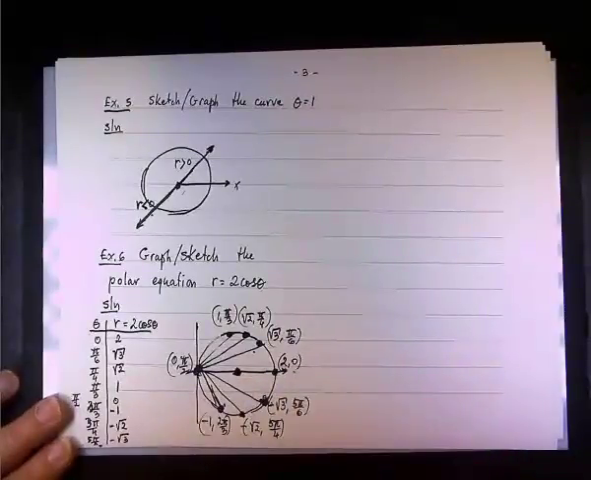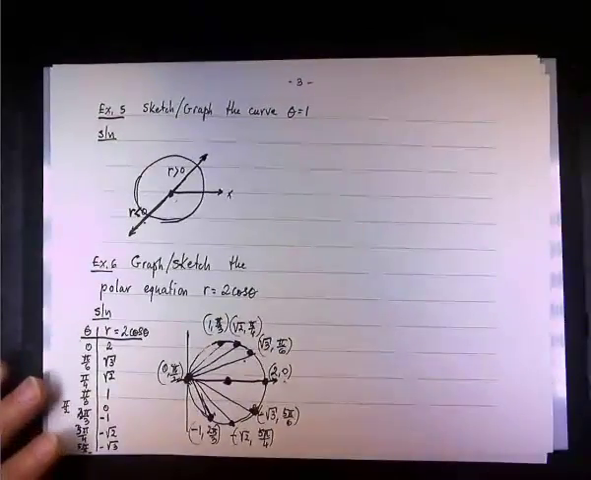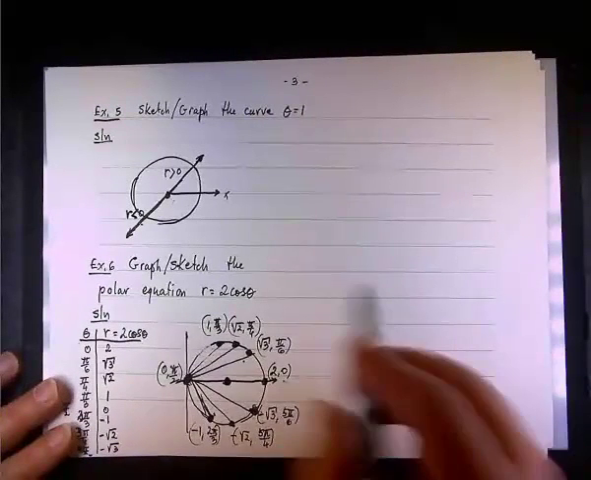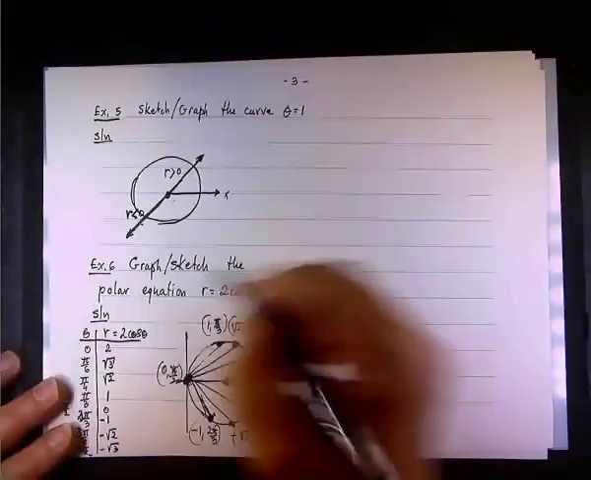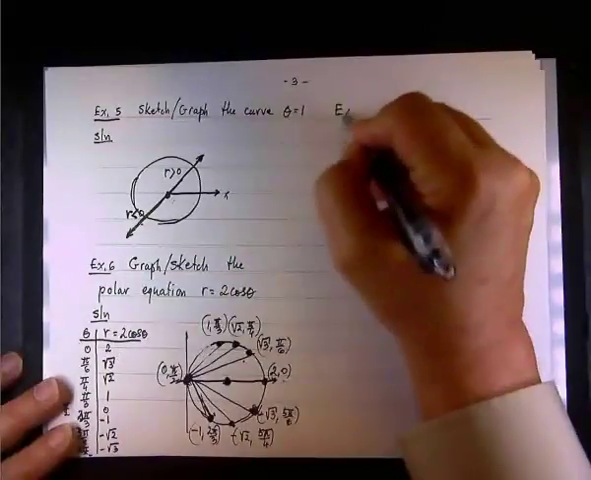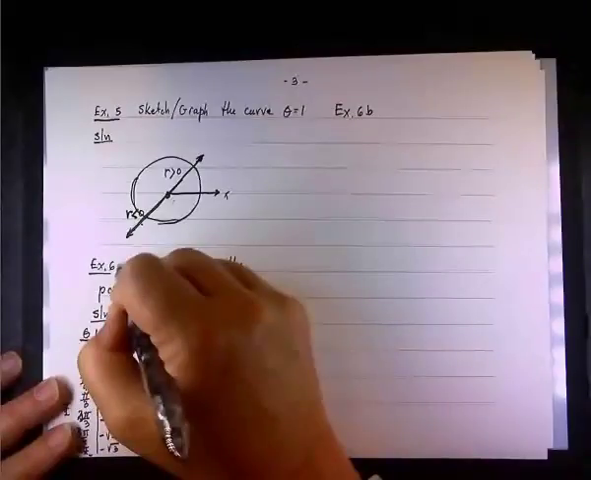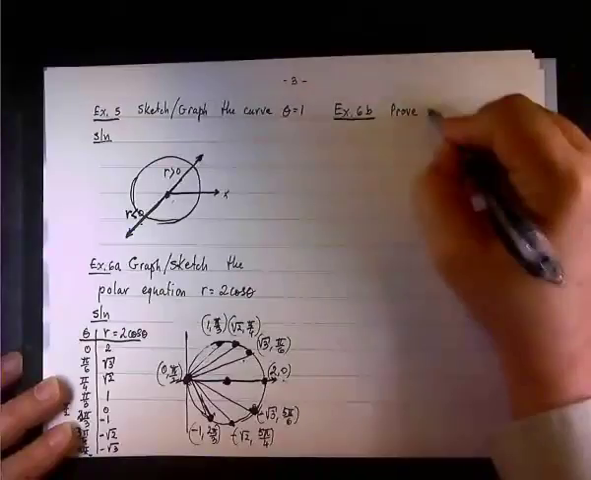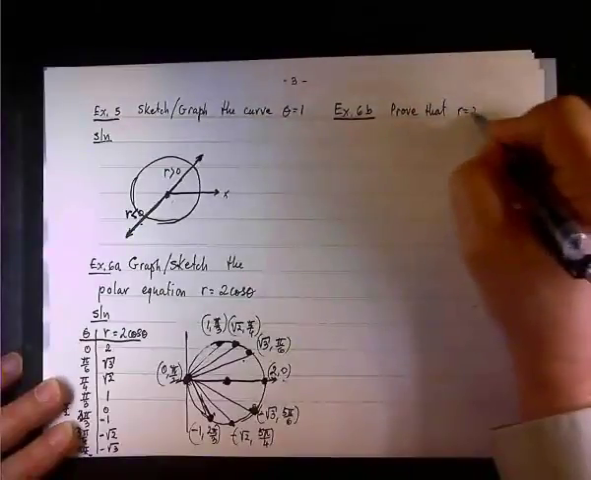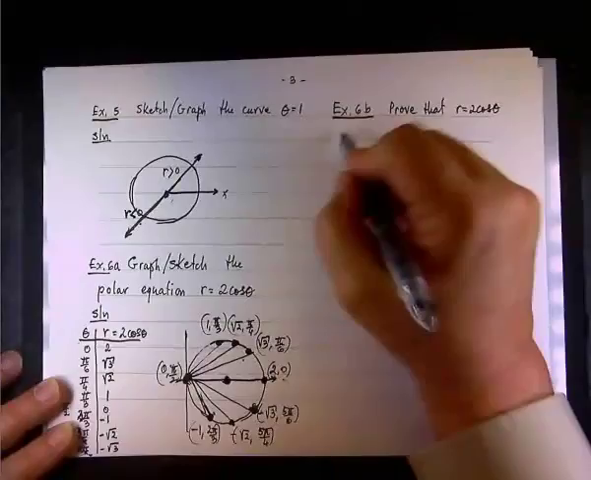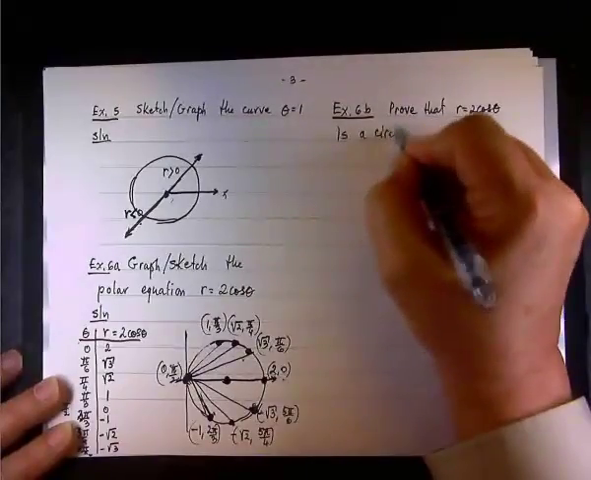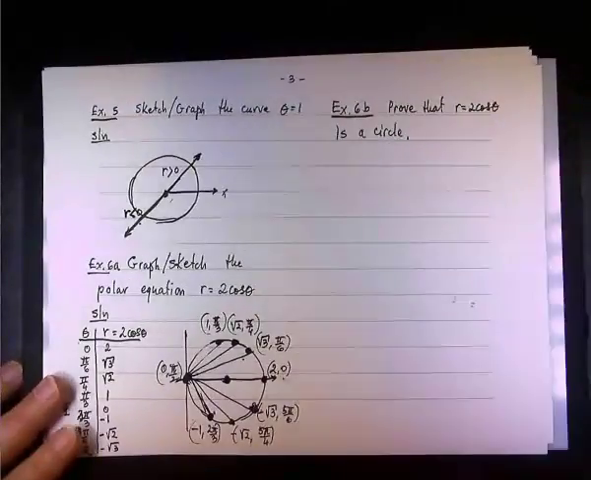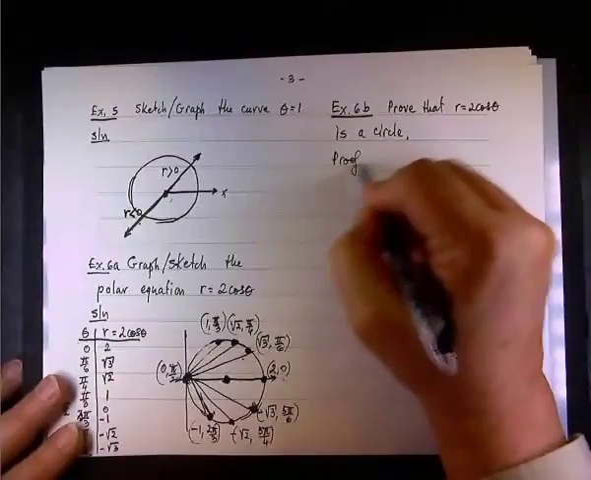Where is the center of the circle? If we have 0 and pi over 2 here, and 2 and 0 here, the circle would be centered at 1. Actually this question has two parts. So part A, this is 6, so let's do example 6b. So this will be 6a. 6b is prove that r equals 2 cosine theta is a circle.